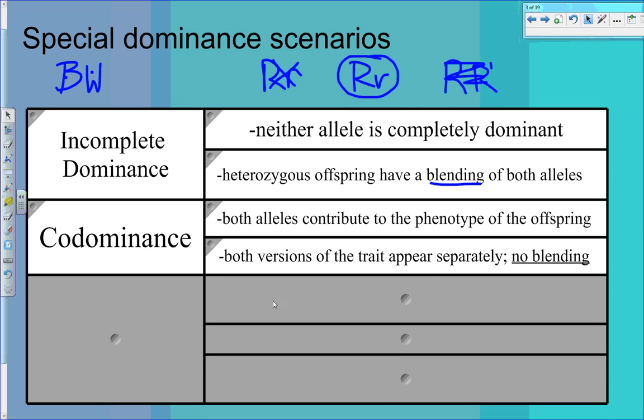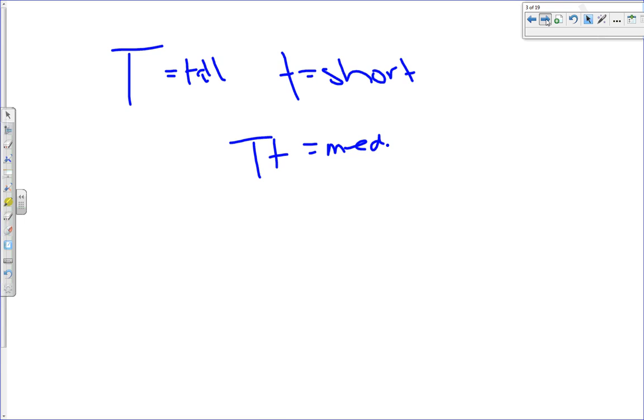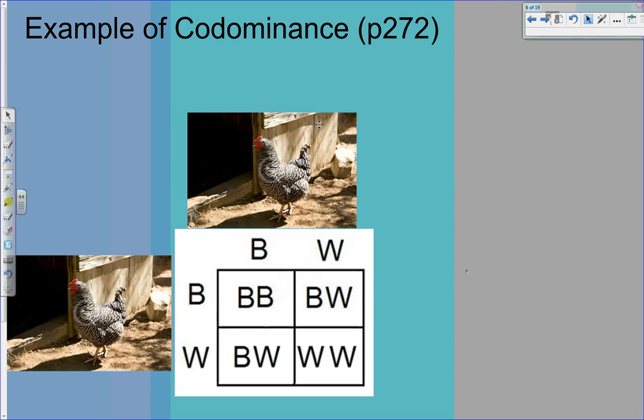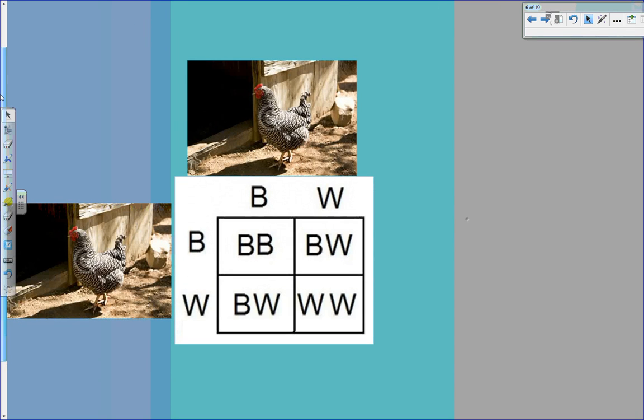But let's look at an example of one that it does work for. In chickens, feather color is codominant. So we've got two alleles here. B obviously stands for black. W stands for white. And right here, this chicken has a big B and a big W. Notice they're both capital. They're both dominant alleles. Neither one can cover up the other one. And so they show up independently.